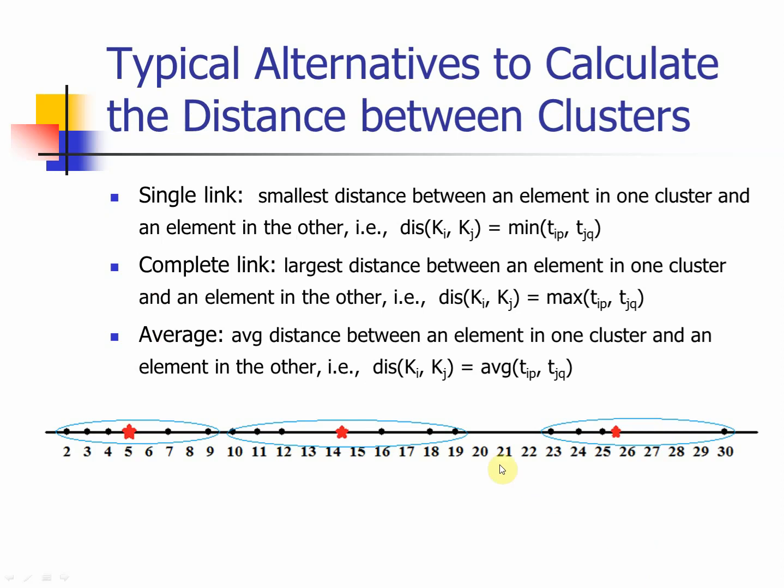Based on what we have seen so far, the average is what we have been using, because we use the center of the cluster to represent the cluster. So when we calculate the distance from one point to the cluster, we calculate the distance from that point to the center of the cluster. However, there are some other alternatives available, starting with what we call a single link.